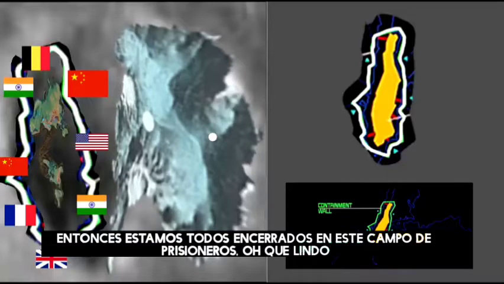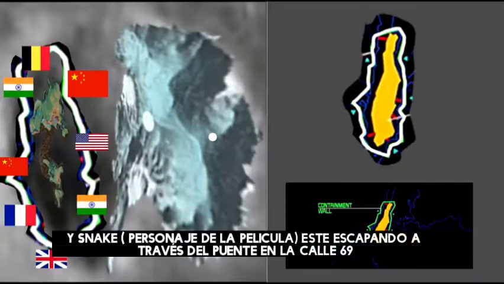So we are all enclosed in a prison camp. Oh, how nice. And Snake is escaping through the 69th Street Bridge.